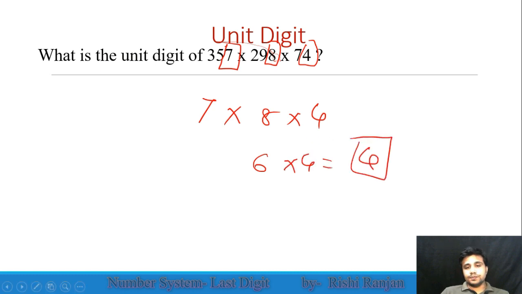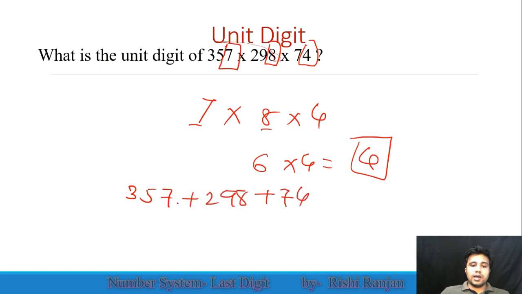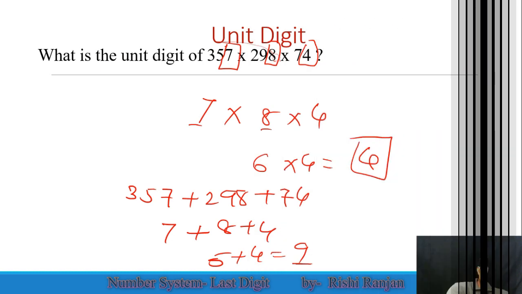7 8s are 56 and 6 into 4, 24. Last digit is 4. If it was 357 plus 298 plus 74, I don't need to add all the numbers. What I will do again, take only the last digits. 7 plus 8 is 15, means 5, and 5 plus 4 is 9. So last digit is 9.